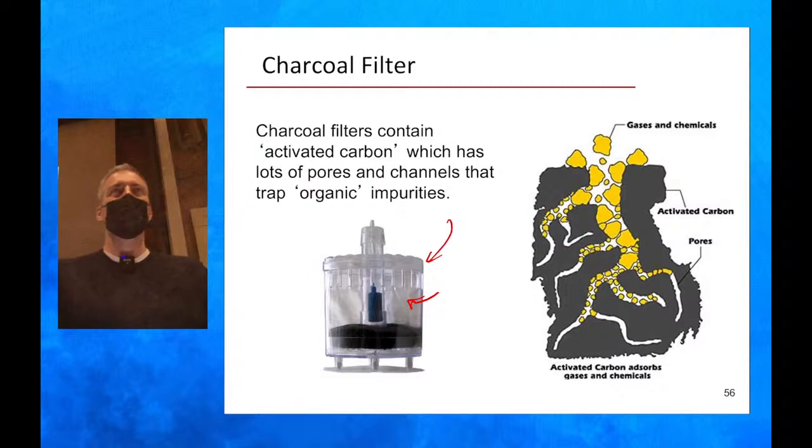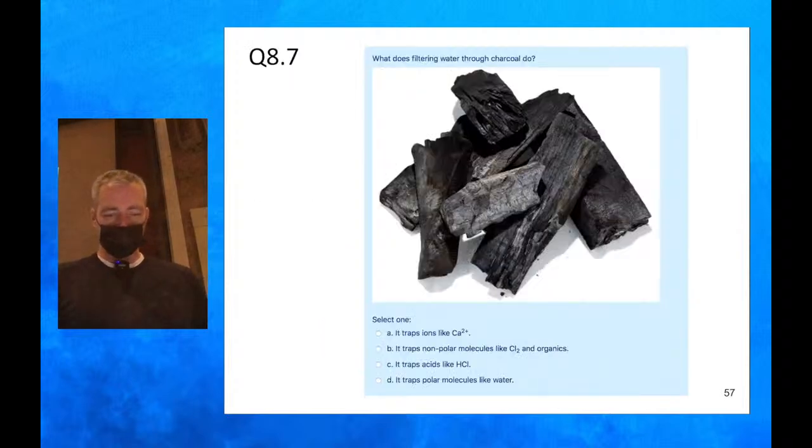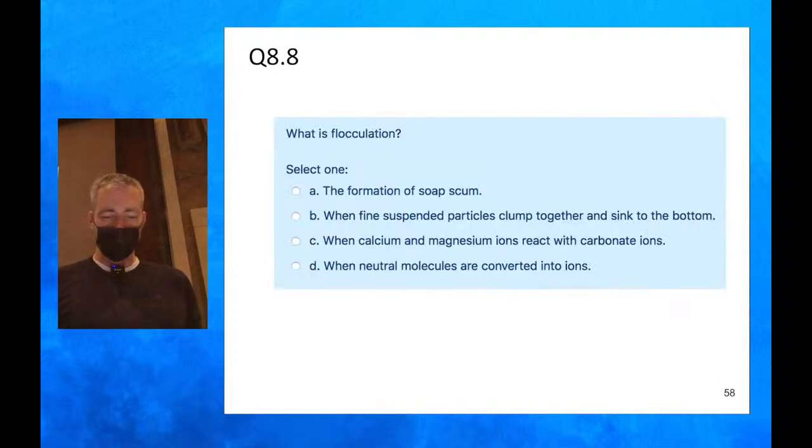All right, so if you have an organic molecule, especially if it's nonpolar, charcoal is the way to get rid of it. So what does filtering through charcoal do? It removes nonpolar molecules like Cl2 and organics. What is flocculation? It is when fine suspended particles clump together and sink to the bottom.